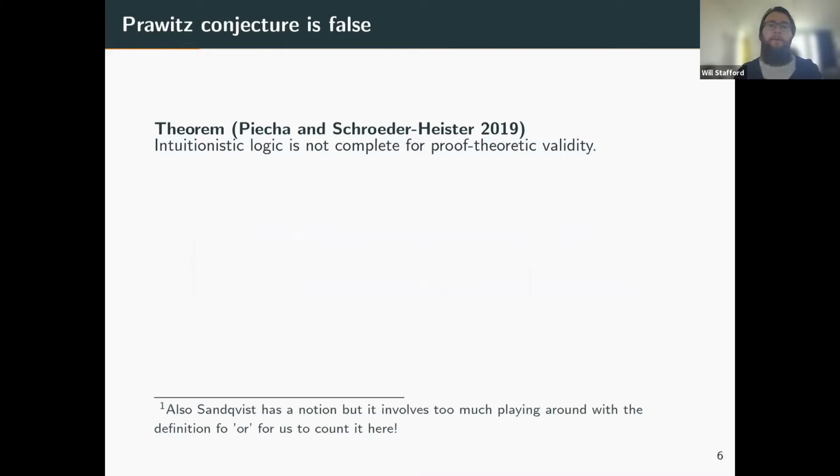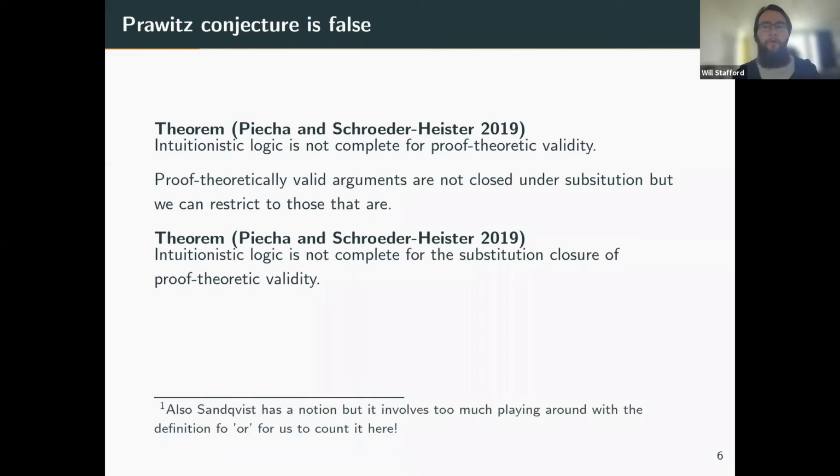Well, except that in 2019, Piecha and Schroeder-Heister rather comprehensively refuted it. There have been previous results in this direction, but they managed to give a sufficiently general proof to rule out most modifications. And if you're at all interested in this, I really suggest their paper. It's quite interesting, and it's sufficiently general that the proof will work for systems other than proof-theoretic validity.